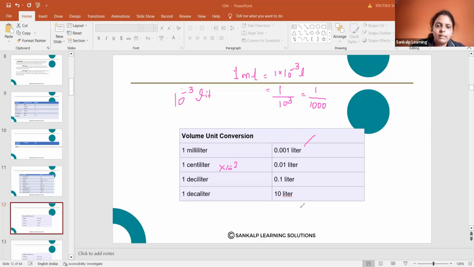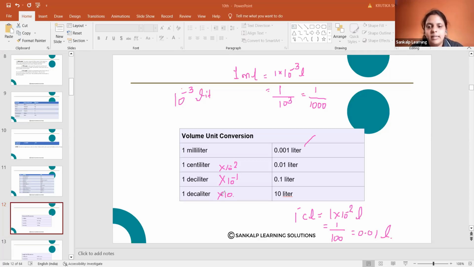1 centiliter is equal to 10 to the power of minus 2 liter. So 1 divided by 100, that is nothing but 0.01 liter. In the same way we have the deciliter. The deciliter is nothing but 10 to the power of minus 1 liter. Deci means 1 by 10, that is 0.1.